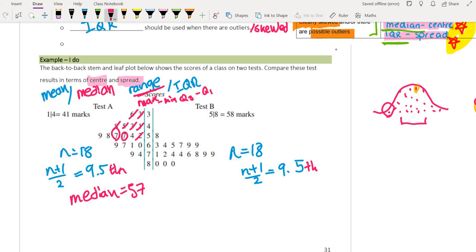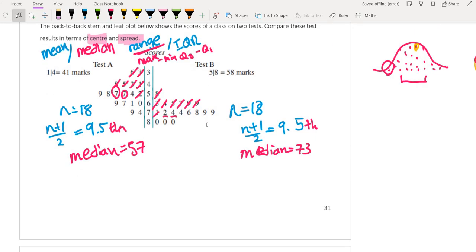And for the other side, let's do 1, 2, 3, 4, 5, 6, 7, 8, 9. So that's your 9th, and that's your 10th. Your 9th number is 72, and your 10th number is 74. Halfway between those two is 73. So the median here is 73.